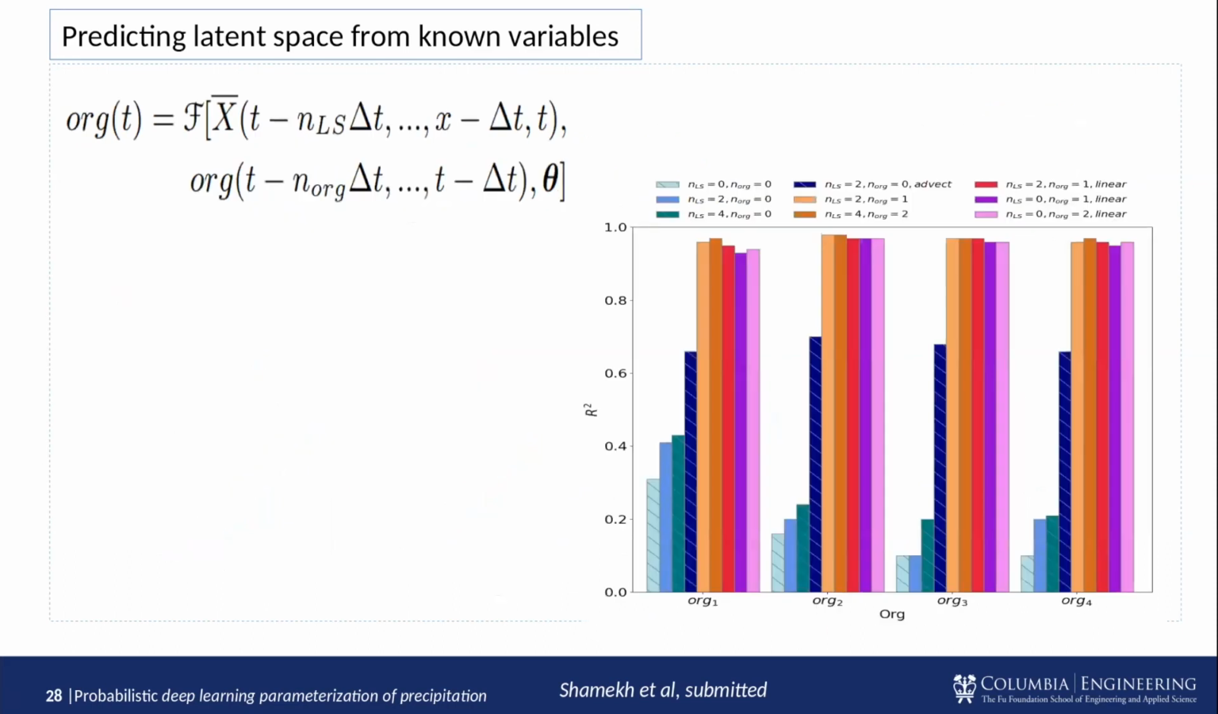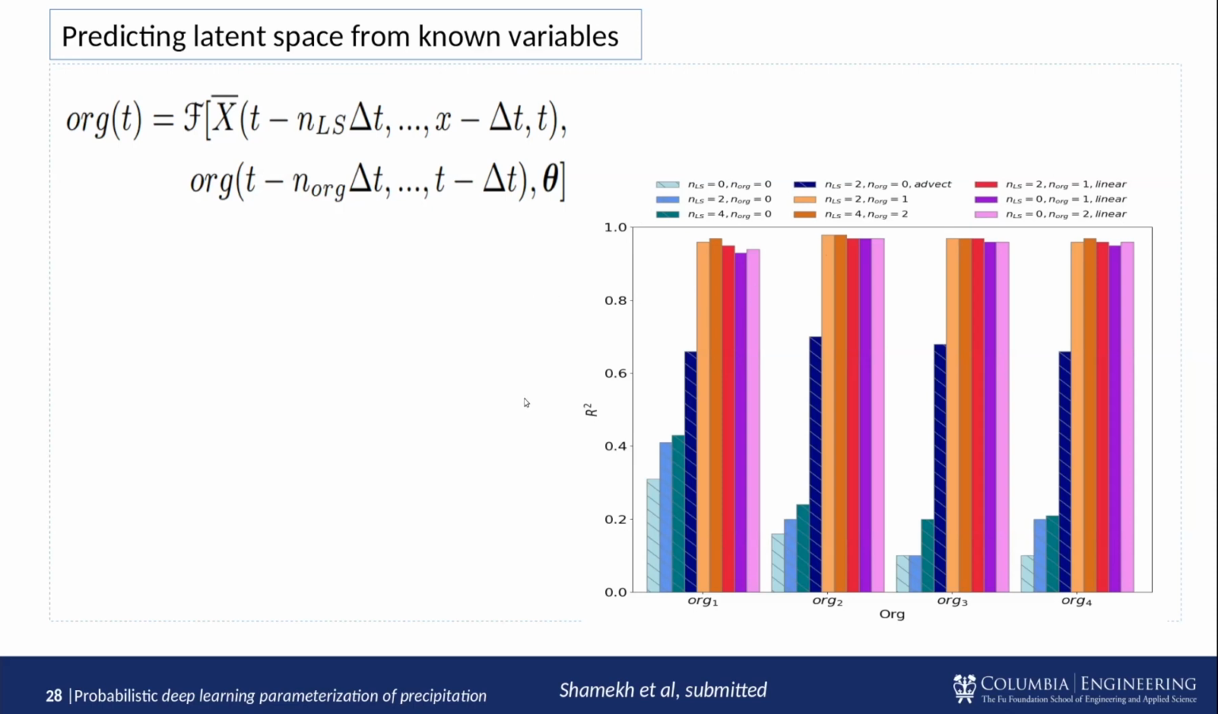So we did a little bit more investigation on how many time steps we need to include. What I'm showing here is R square for different tests that we did. N of LS means how many previous larger scale time steps I'm including, and N of org means how many previous org time steps I'm including. So when I include previous time steps of org, I always have a very high R square. But the very interesting case is the purple one, where I include only 1 previous time step of org, but no information from larger scale. And we see that R square is larger than 0.95.